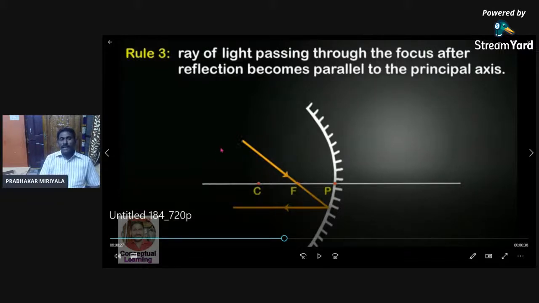Rule 1 లో the rays which are passing parallel to the principal axis, after reflection they pass through the focus. In rule 3, if the rays pass through focus, after reflection they are parallel to the principal axis.